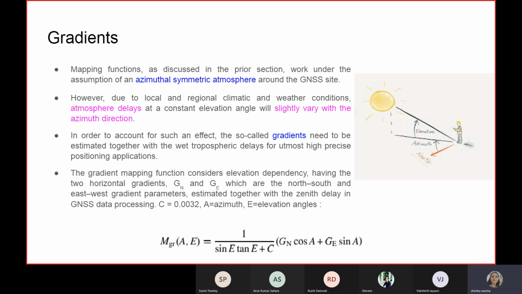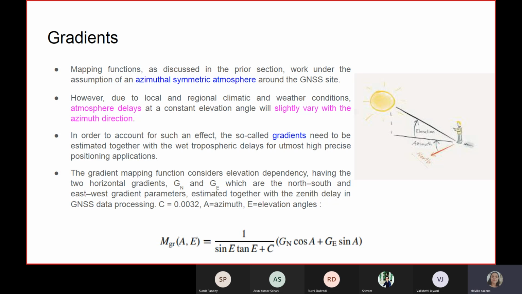In order to account for such an effect, the so-called gradients need to be estimated together with the wet tropospheric delays for utmost high-precision positioning applications. So what are the terms that take care of this azimuth variation in the delay information? We have gradients. The gradient mapping function considers elevation dependency having two horizontal gradients. For simplicity, we are considering two directions, north-south and east-west. So two horizontal gradients we are introducing, that is GN and GE.